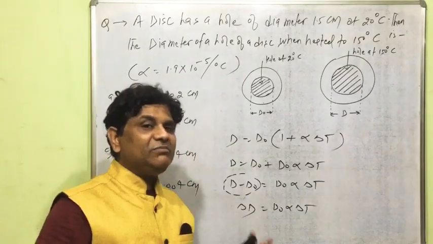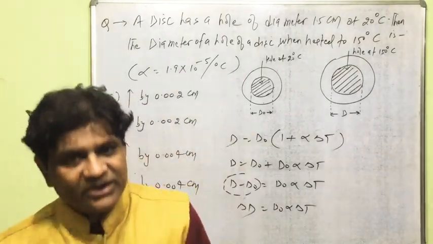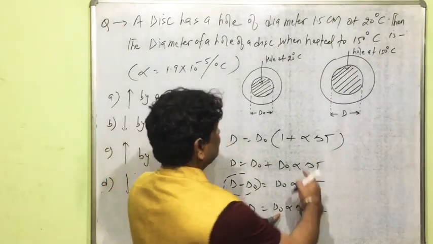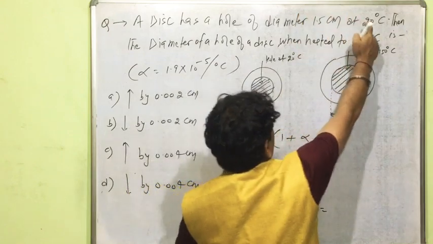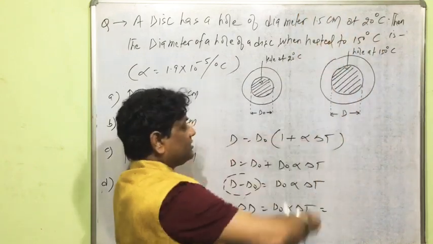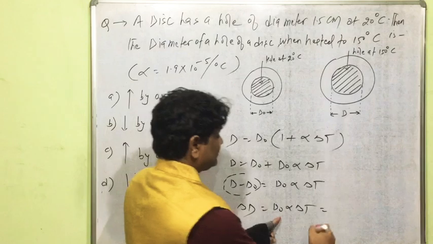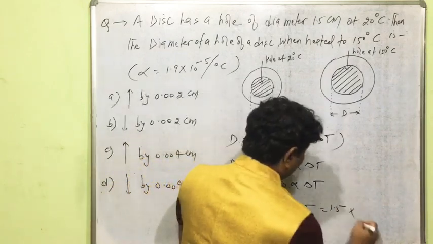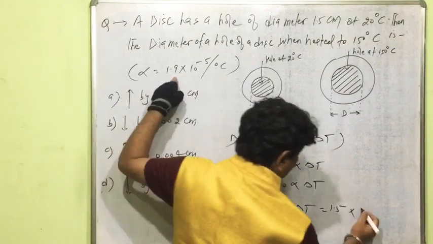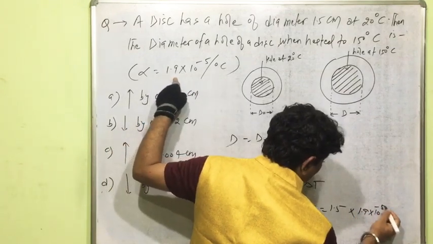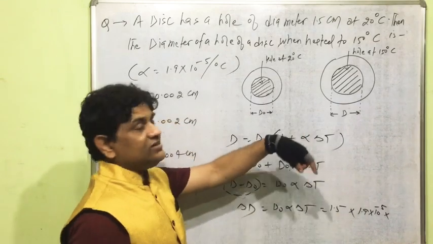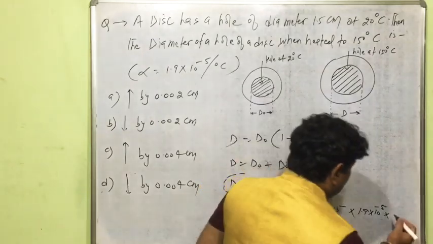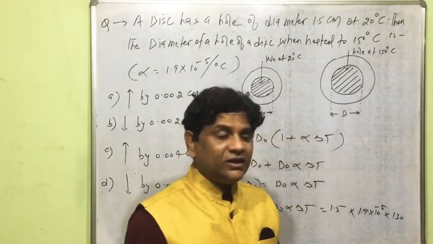What is the increase in diameter of a hole of a disc at 150 degree Celsius? It will come with the help of this relation. D naught is given at 20 degrees Celsius. The diameter of hole of a disc is 1.5 centimeter, so initial diameter of a hole of a disc is 1.5. Alpha is given as 1.9 into 10 to the power minus 5, and change in temperature is 150 minus 20, it is 130.